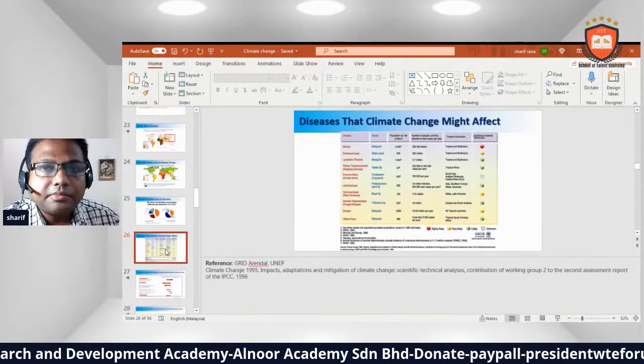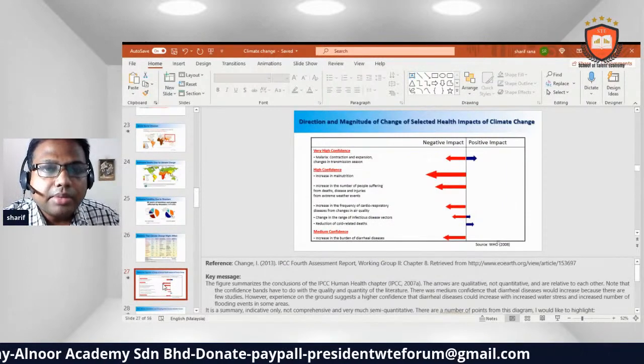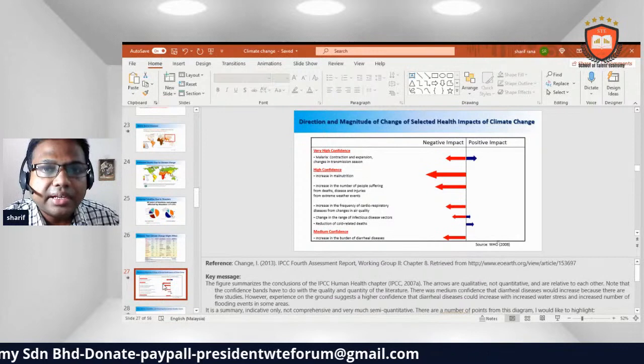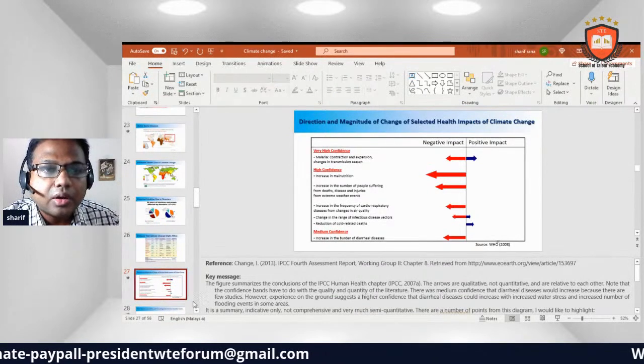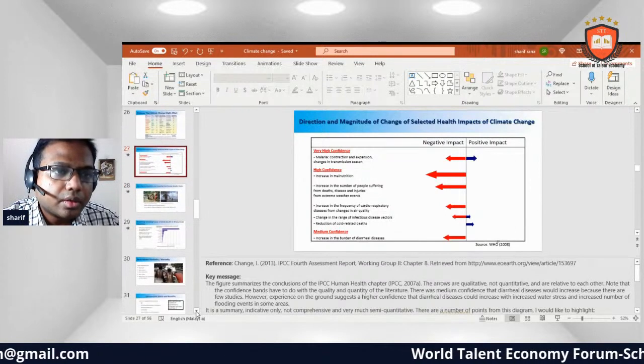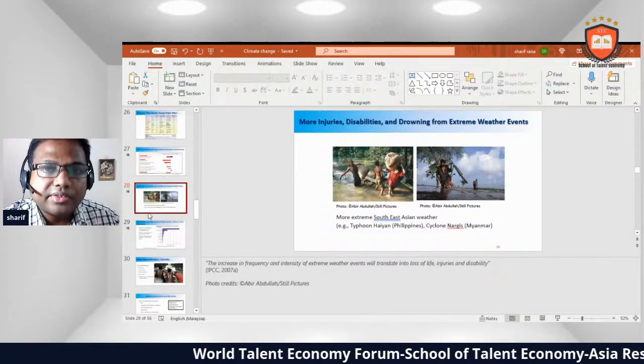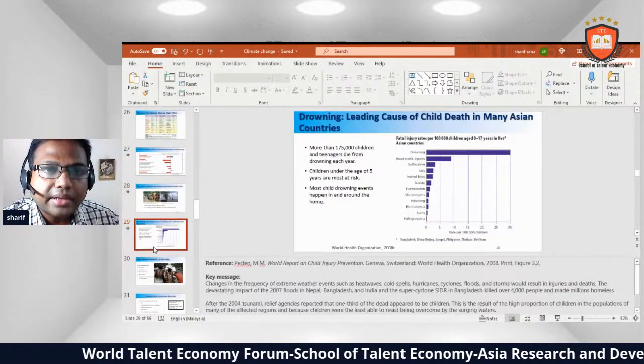Disasters that climate change might affect, we are observing. Defects and mitigations of the change, affecting health impact of climate change, we are observing right now. Besides that, more injuries, disabilities, and deaths from extreme weather are also creating impact.